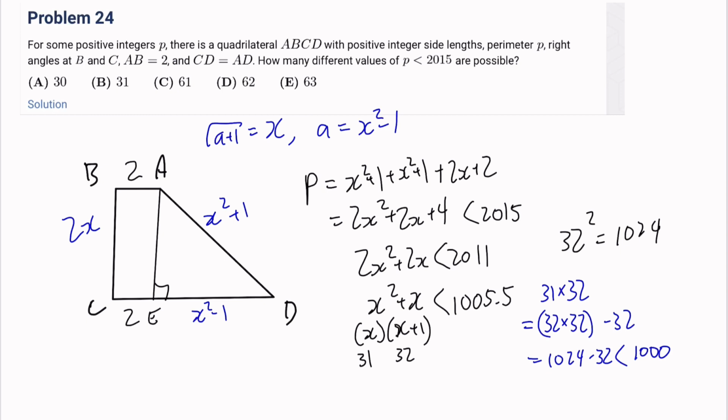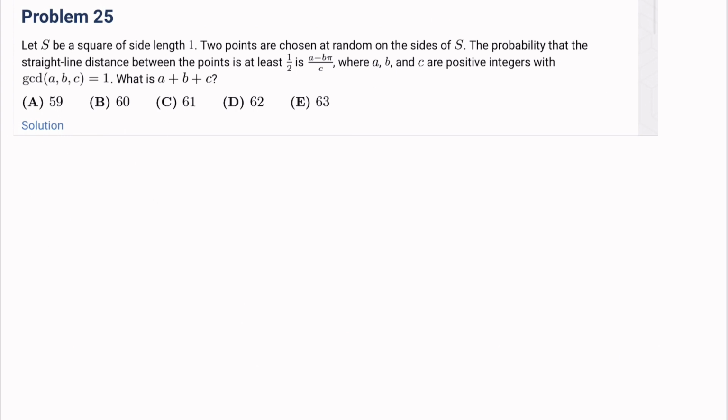And so if x was 31 and x plus 1 is 32, then that would be the maximum x value, right? Because if x was 32, then that would be 32 times 33, which is even greater than 1024, so that won't make it. And so our maximum x value is 31, and so we can have x values from 1 all the way to 31. So we have 31 x values. The answer is B.